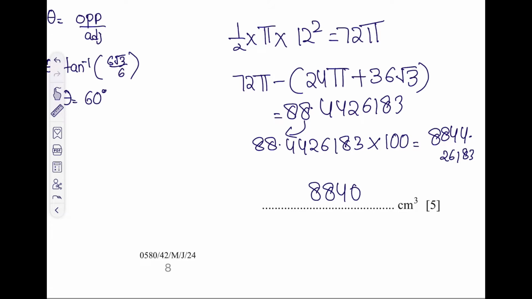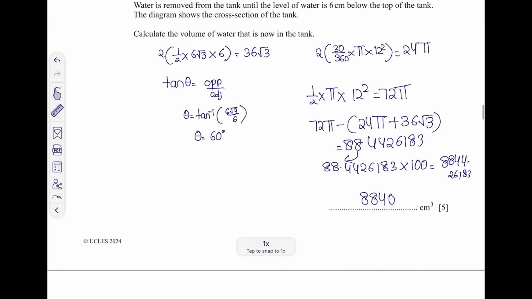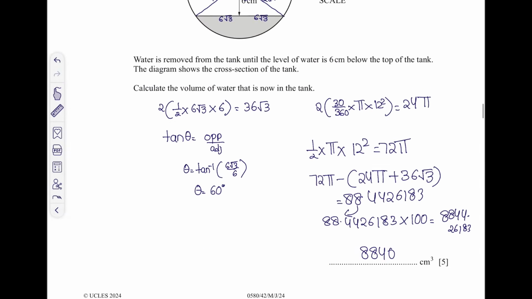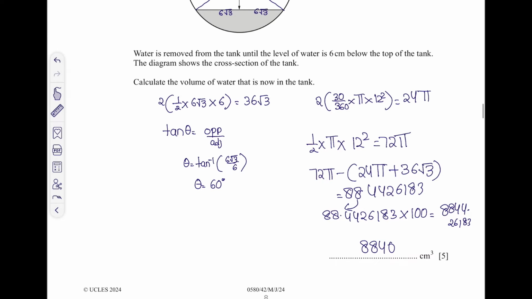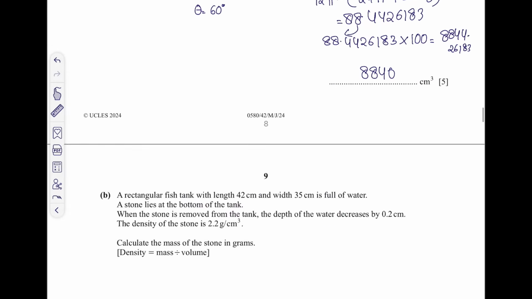8840. I hope this is clear. Moving on to the next question. This is a complex question, so do use your time wisely for this question.